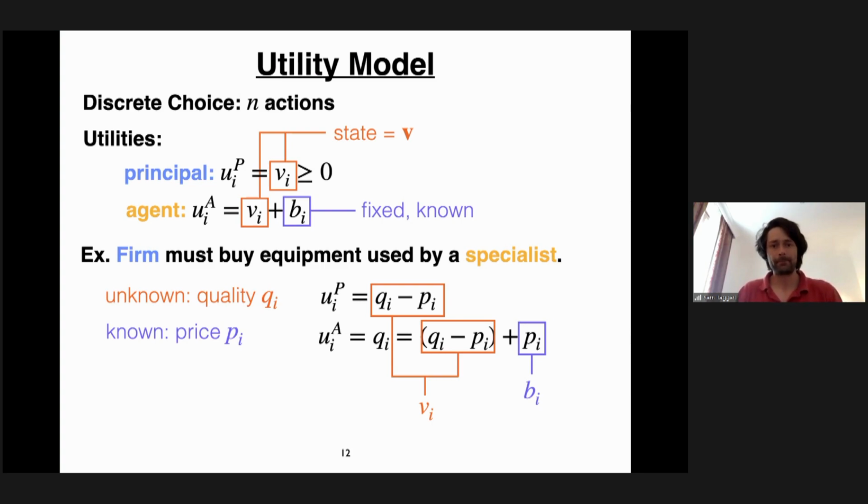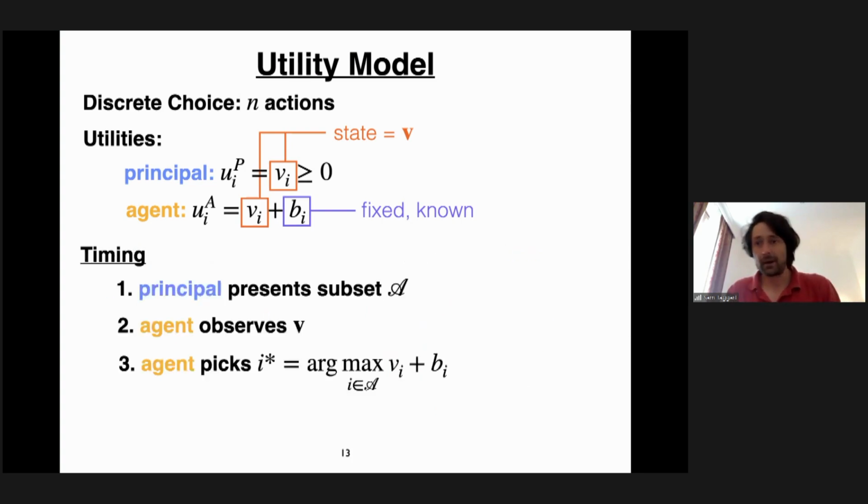Okay, so that's the utility model. Again, the timing of this game is going to be the principal presents a subset of actions that they're going to allow the agent to pick from. The agent is going to observe the state, which is this vector of values, and then they'll pick their favorite, which is the one in the delegation set that maximizes value plus bias.